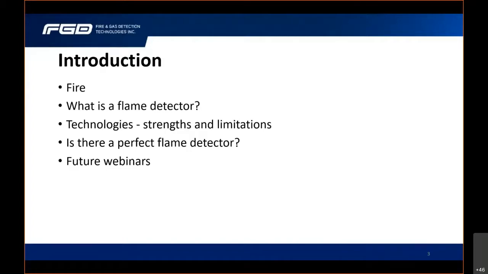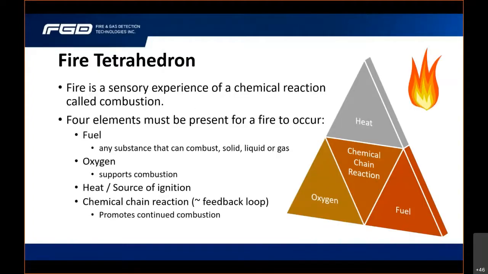So without further ado, moving mainly into the presentation itself, it's very interesting that I completely updated this presentation. And when looking into fire itself, the first thing that occurred to me was, well, what actually is fire? And fire is basically a chemical reaction that is called combustion.